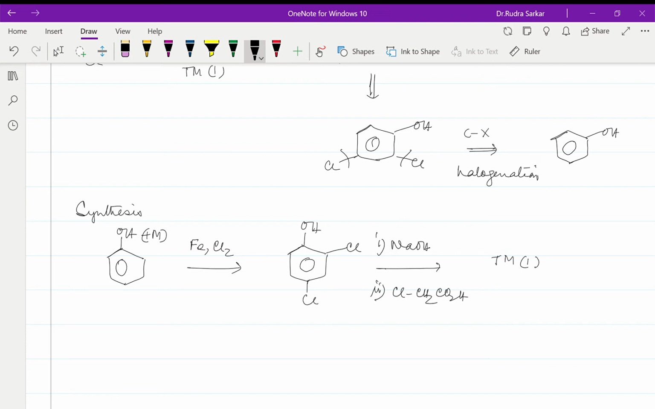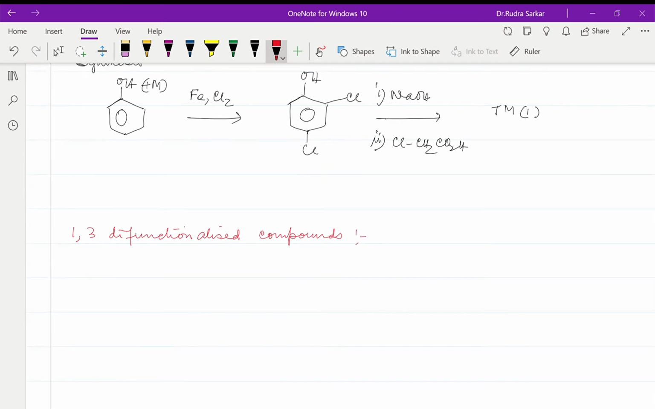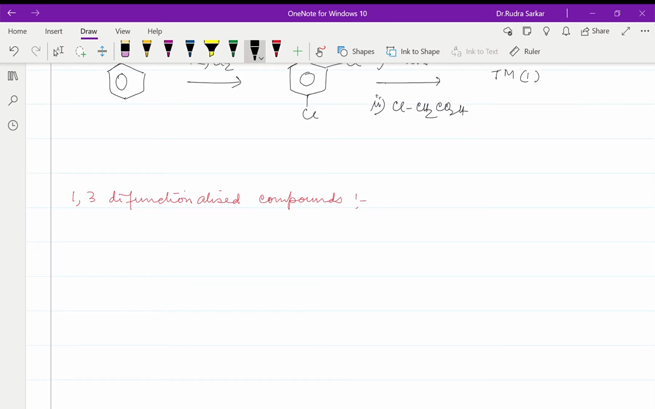Okay. Next, we will be considering the disconnection approach for 1,3 difunctionalized compounds, in which I would like to suggest it is better to consider the Michael reaction out here, while we are disconnecting the molecule.